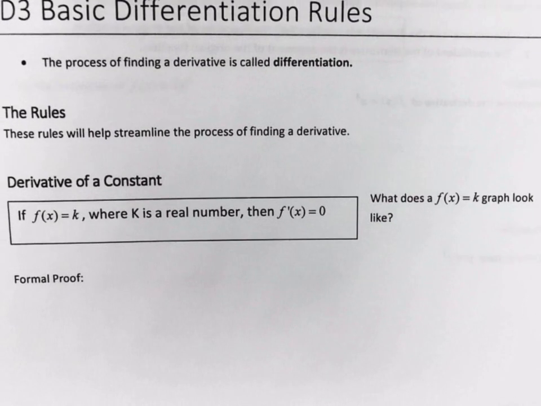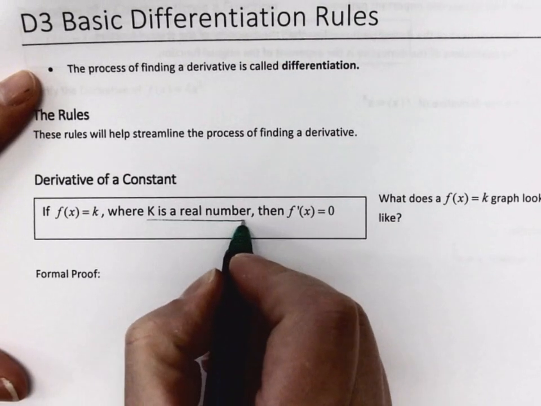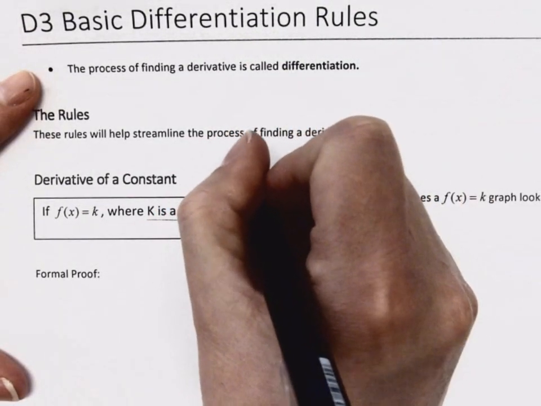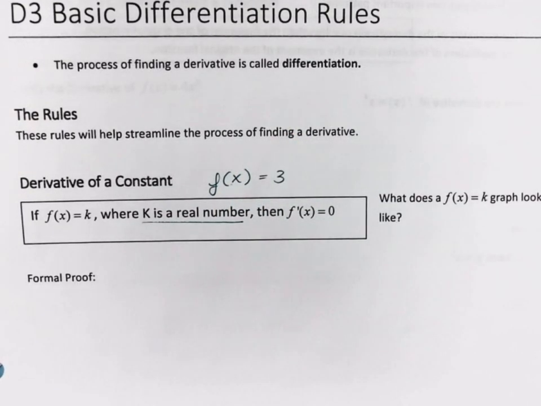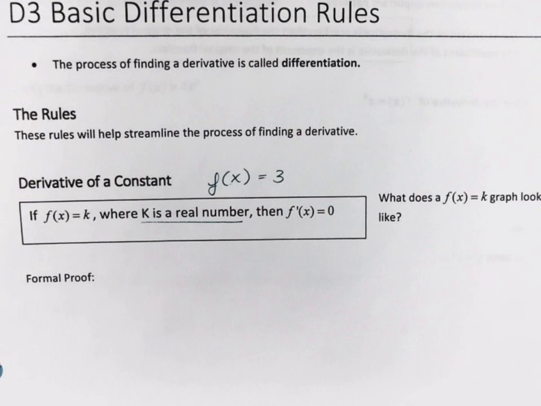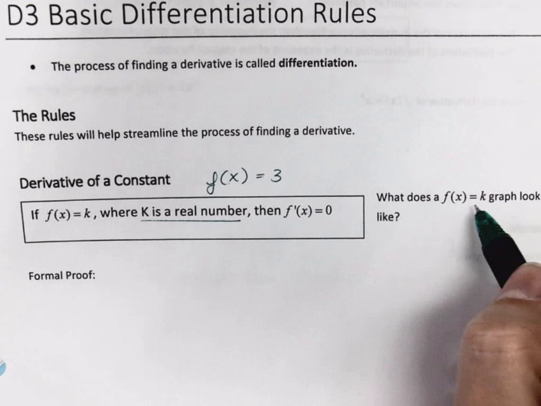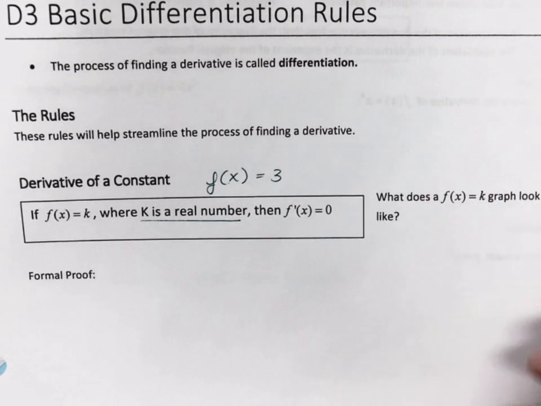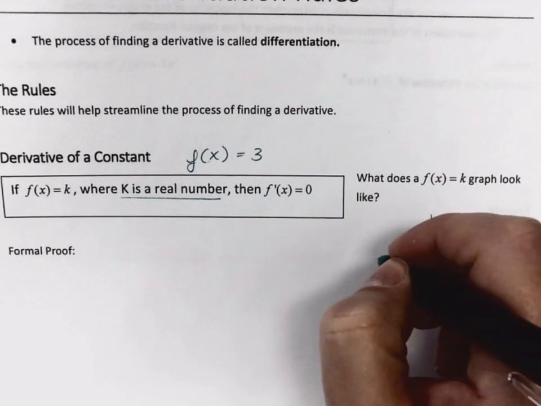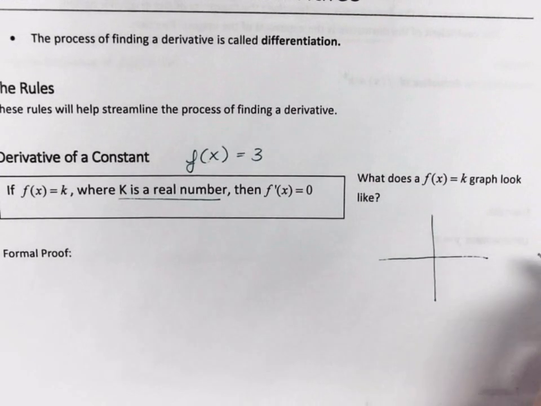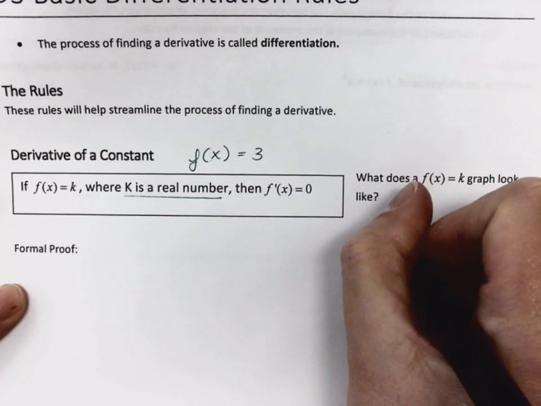Okay, so where f of x is equal to k, where k is a real number. That would be like saying f of x equals 3. A real number could be 3.5, could be 3.2, could be negative 1 million. So what would f of x equals a constant look like? What kind of graph would that look like? It's going to be flat, right? Is it going to be horizontal? Yeah. So if we graphed y equals 3, we're going to have that.